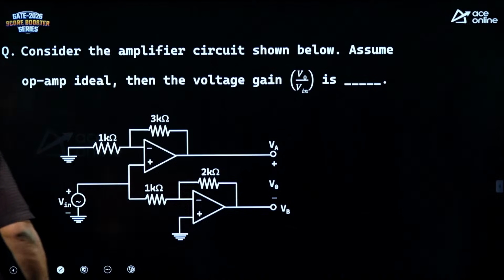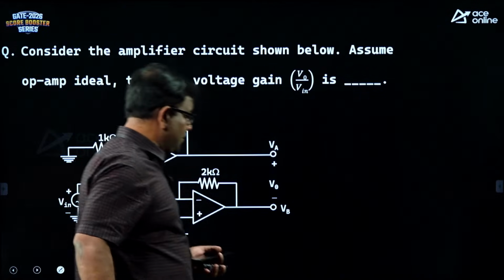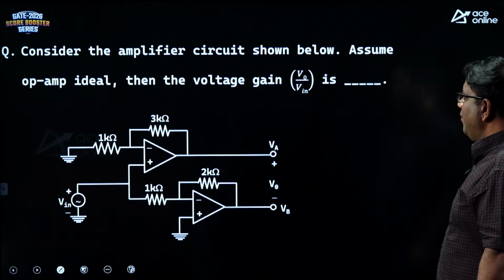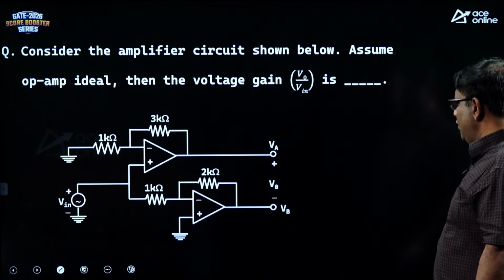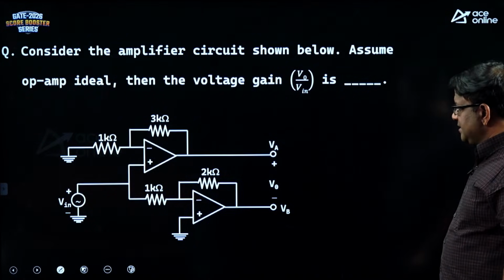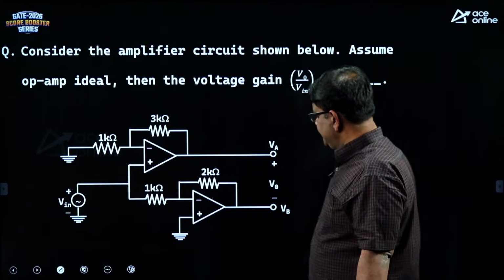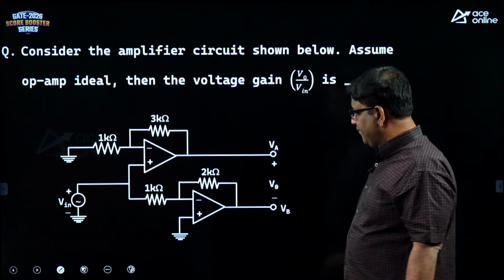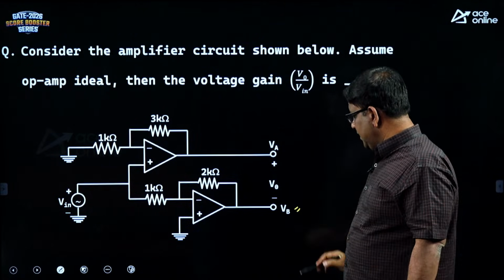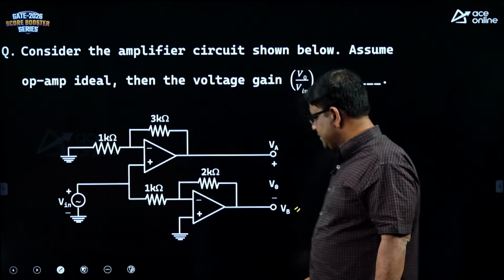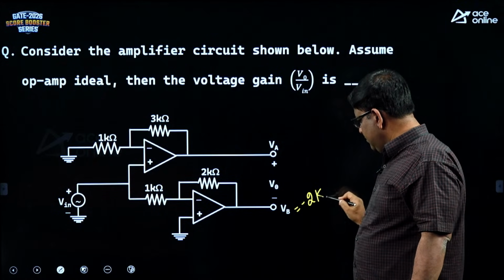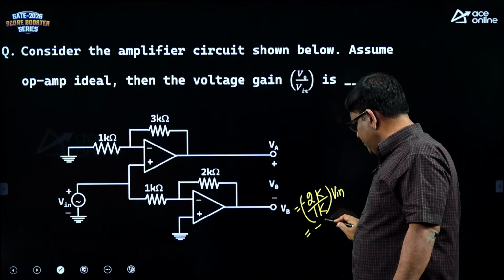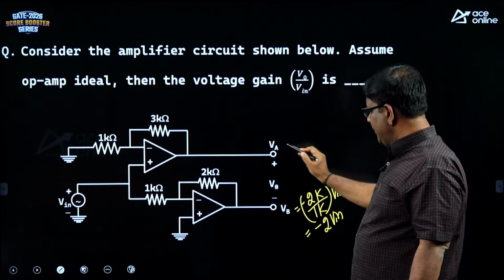Okay, so try to do this. Consider the amplifier circuit shown below. Assume op amp ideal, then the voltage gain V naught by V in is? Now the upper one is a non-inverting amplifier, but the lower one is inverting. The lower one will give you minus R2 by R1 times V in, minus 2K by 1K times V in. It is going to be minus 2 V in. It is an inverting amplifier.